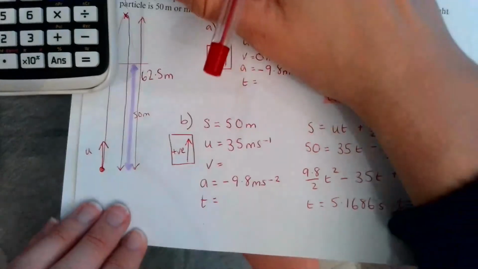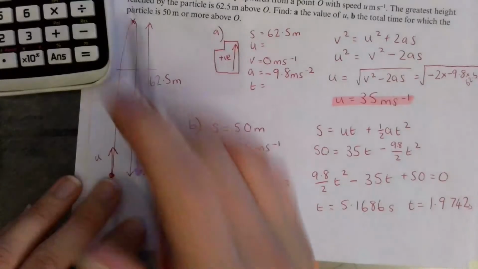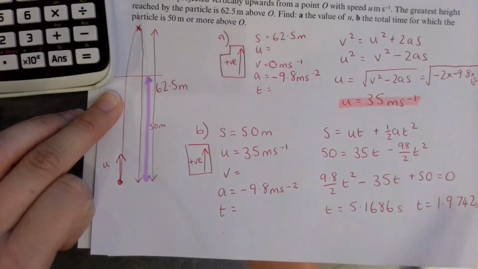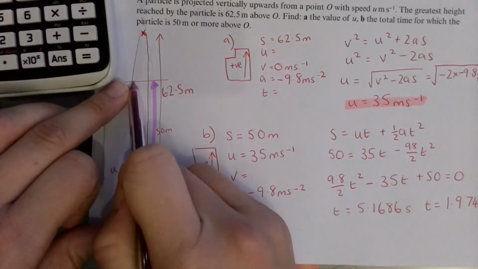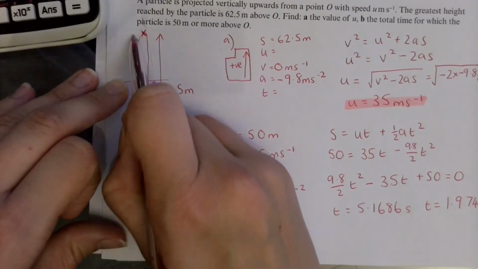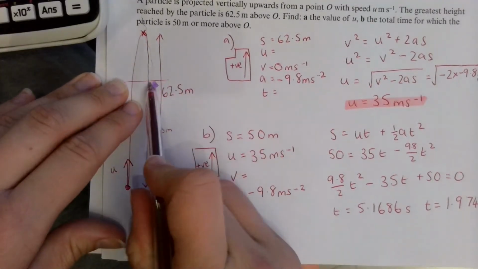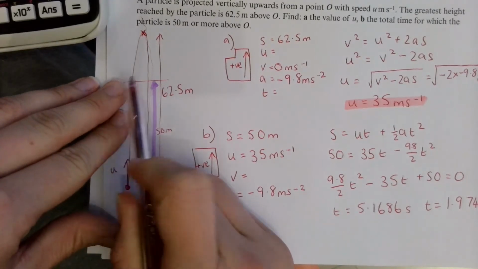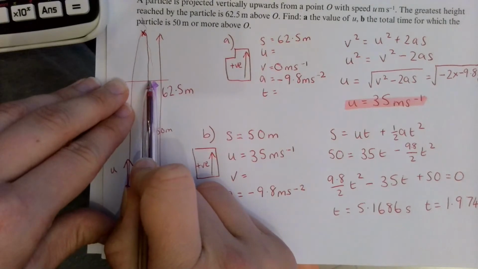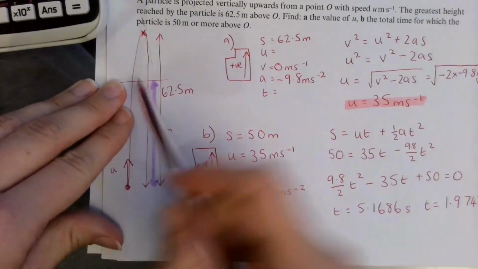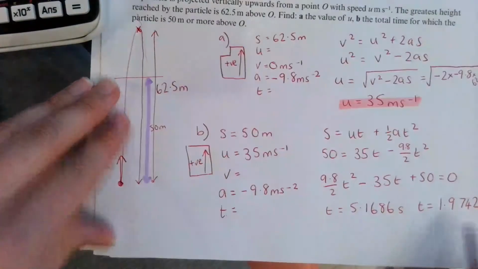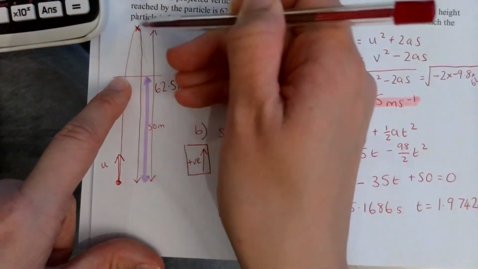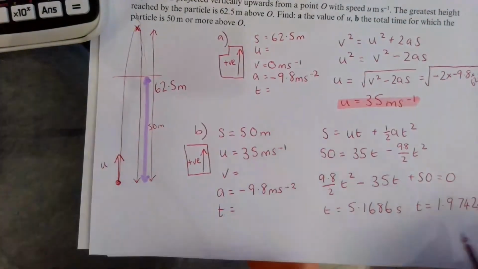Now, that means that the particle goes up and it hits this point after 1.97 seconds. So it goes up for 1.97 seconds and then it hits that point. Then it continues going up, and after 5.16 seconds, it gets to that point there. So it was here at 1.97 seconds and here at 5.16 seconds. So if I'm looking for the total time that it was above 50 meters, I'm going to do 5.16, take away that 1.97, and that will give me the time that it was in this top section up here.